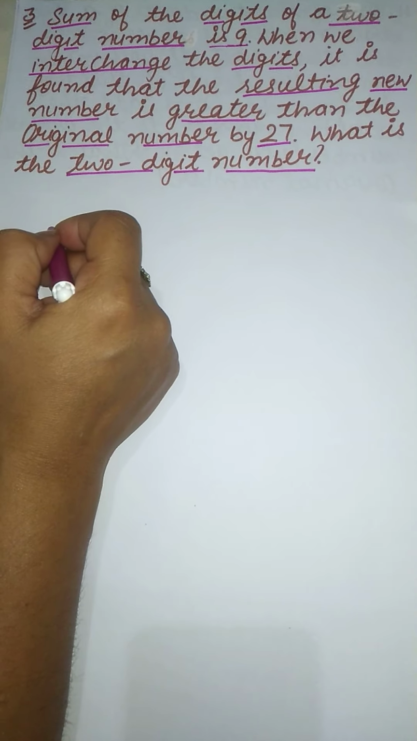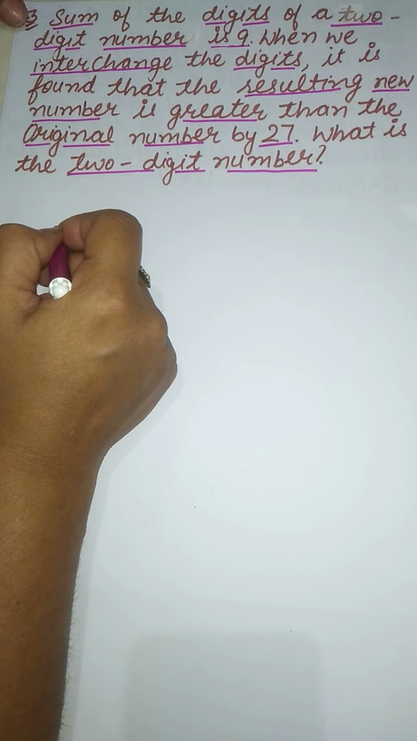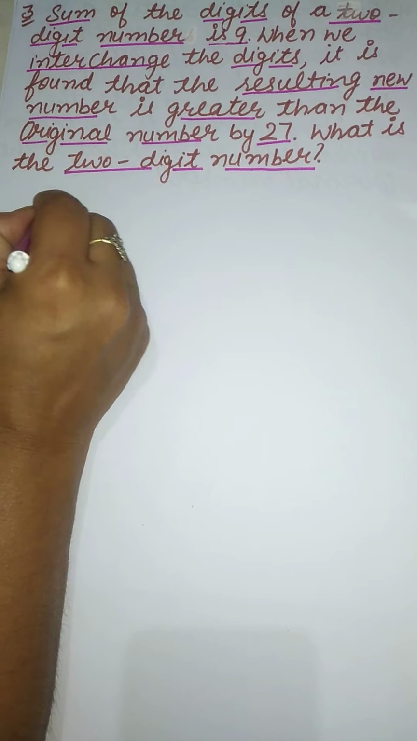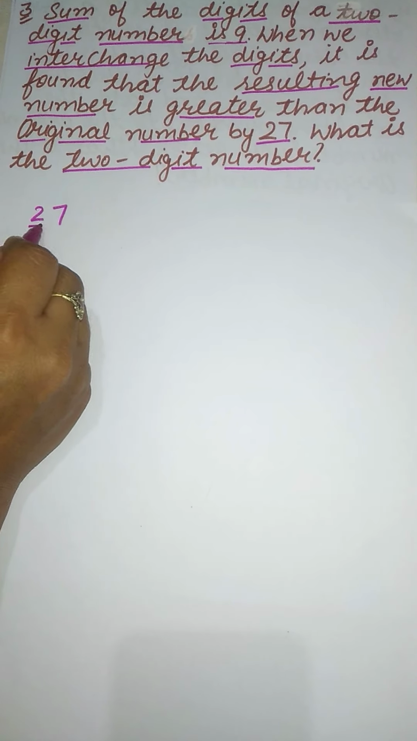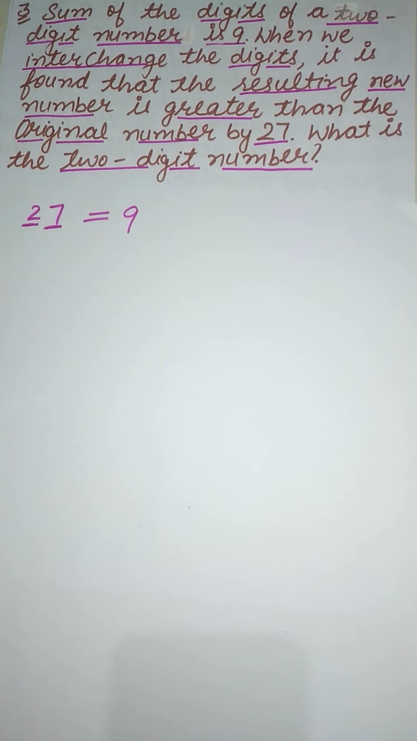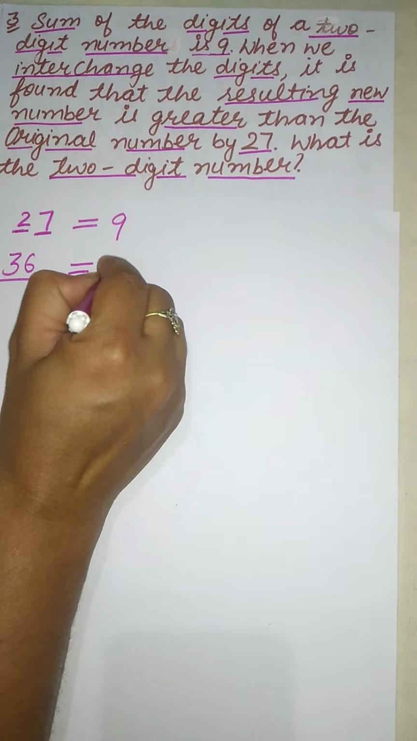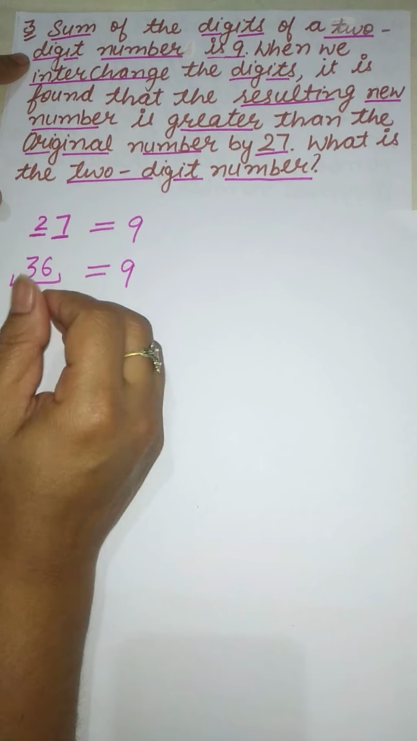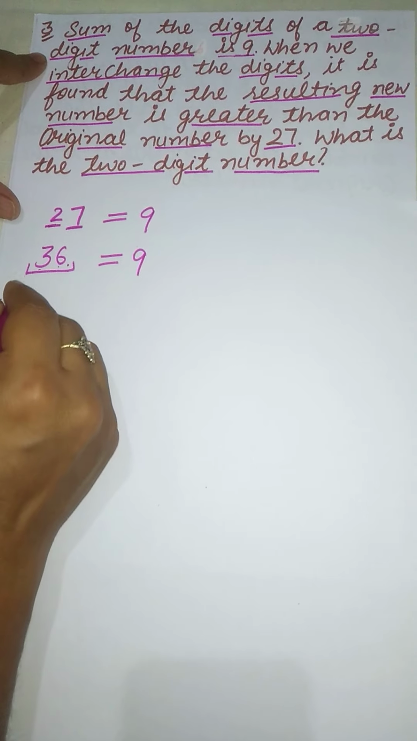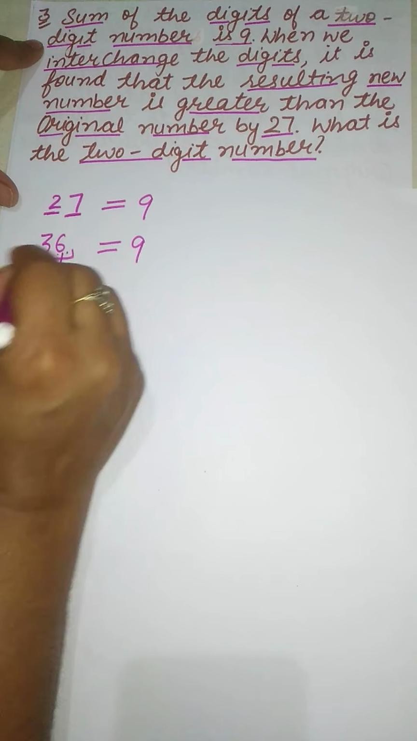Now the first line says that the sum of the digits of a 2-digit number is 9. Meaning to say, if I am writing here 2, 7, the sum of the two digits is 9. Similarly, I can take the example 36. Again 3 plus 6 is 9. If I am taking 3 as x, then what will be the other digit?